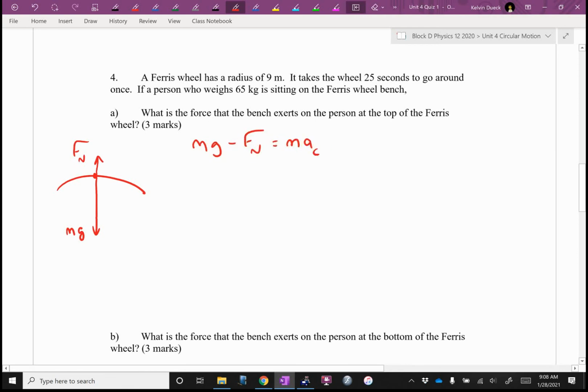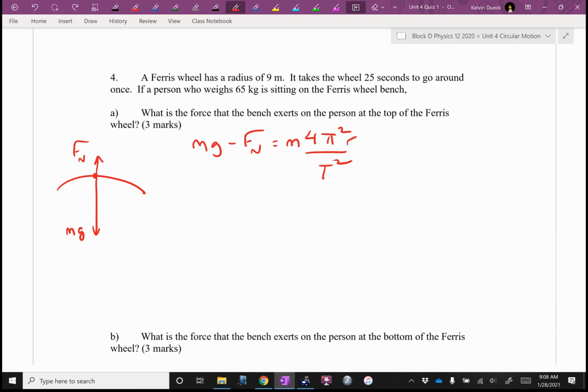MAC. You know what? They gave me the period, so I could have gone straight to m 4 pi squared r over t squared. Don't forget the m, because force is mass times acceleration. Common mistake, kids forget to put the m there because that 4 pi squared r over t squared looks so complicated. Surely that must be a force. No, it's an acceleration. Now it's a force.